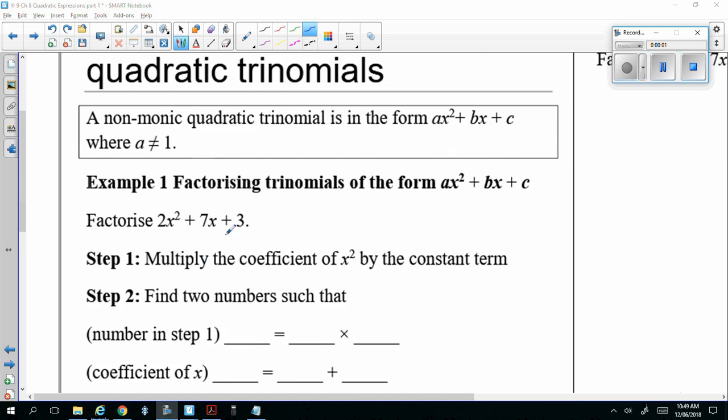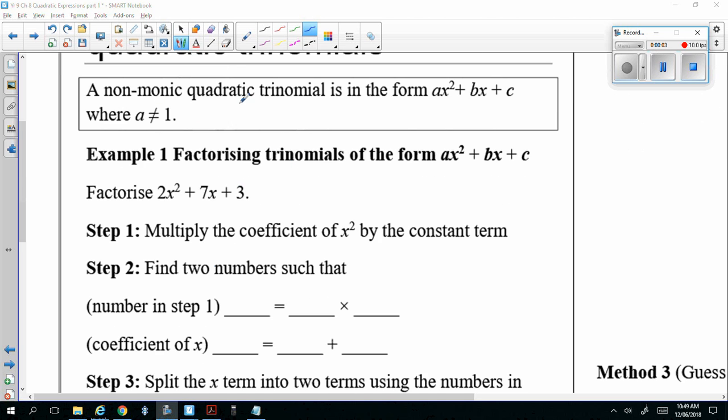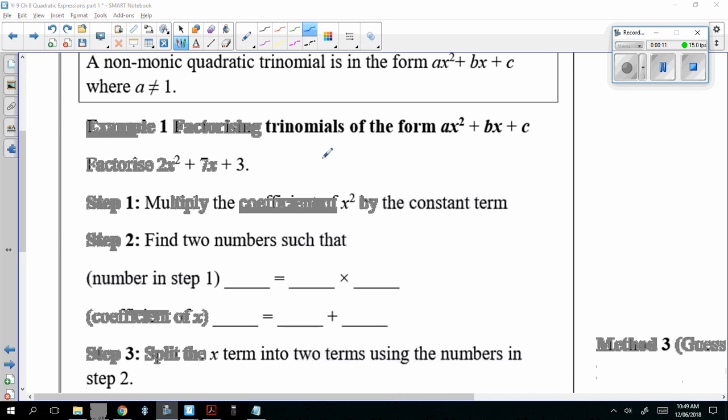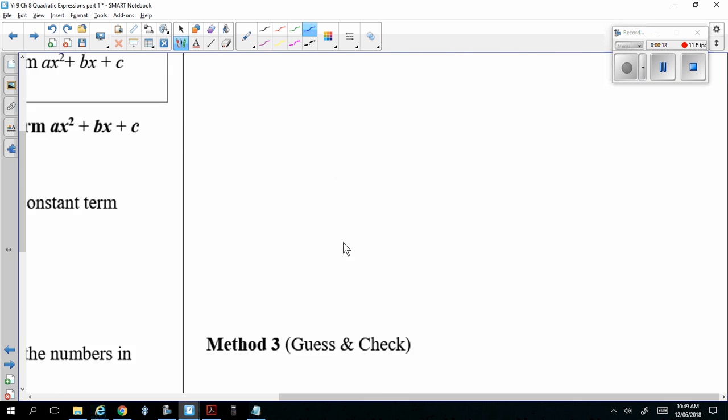So I just introduced you in the quiz to what a non-monic quadratic is. A quadratic expression of this form where the number in front of x squared is not 1. That's called non-monic. Things like this have a 2 in front, but that's not a common factor.